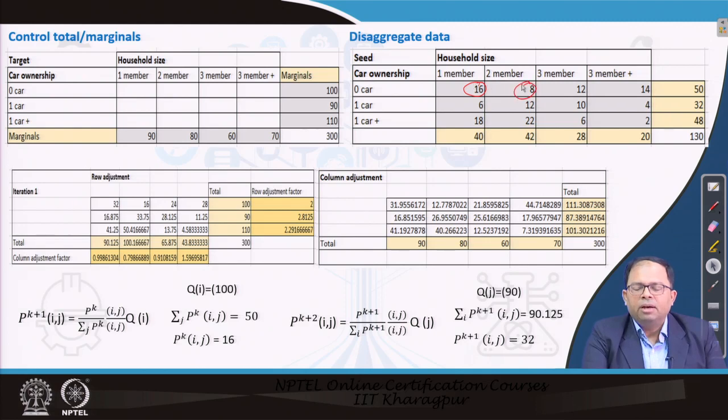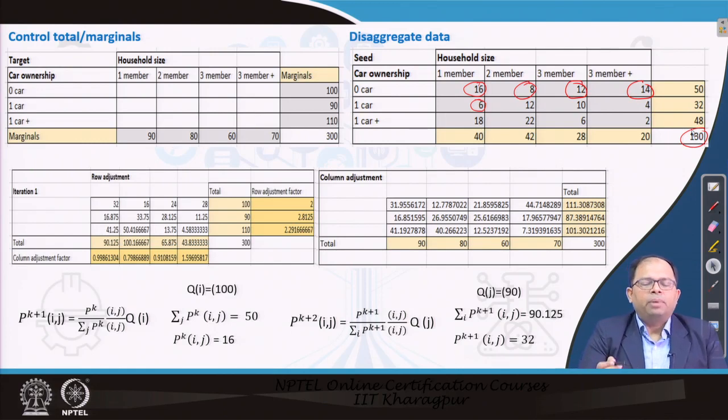That means from our sample survey, we have found 16 households which have 1 member and 0 cars. Then we have 6 households which have 1 member and 1 car, and so onwards. So, the total number is 130. This has to be consistent, so when this adds up and this adds up, both have to be 130.